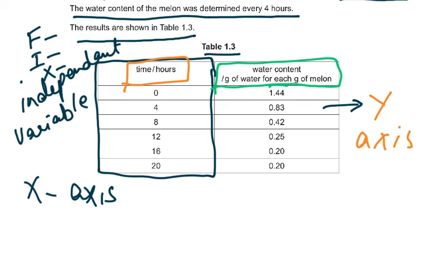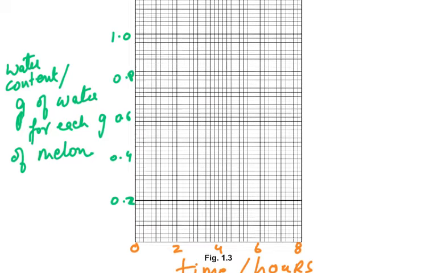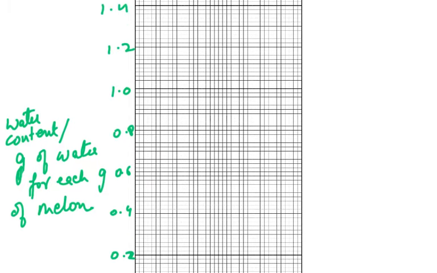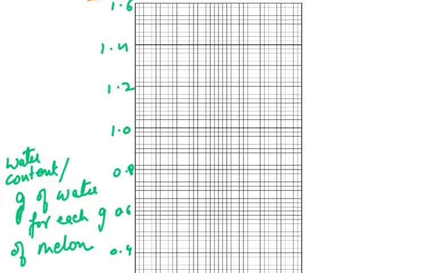Now when choosing the scale, remember what's the smallest number. Here you can see it's 0 and here is 20. Here you see it is 0.20 and it is 1.44. So please divide the scale so that the whole grid is used. Now I have divided it according to this. The time is every 2 centimeters, so please write every 2 centimeters: 2, 4, 6, 8. And then on the y-axis it is 0.2, 0.4, 0.6, 0.8, 1.0, 1.2, 1.4 and 1.6.